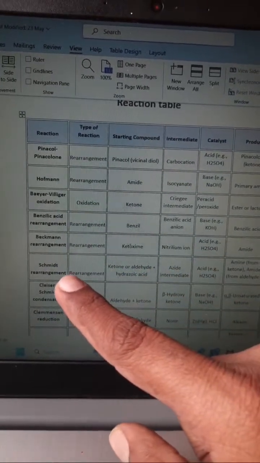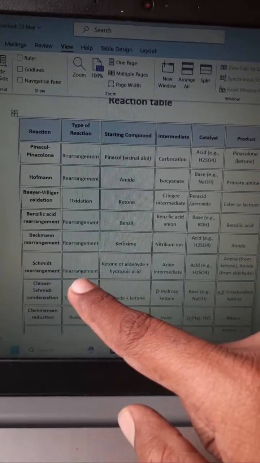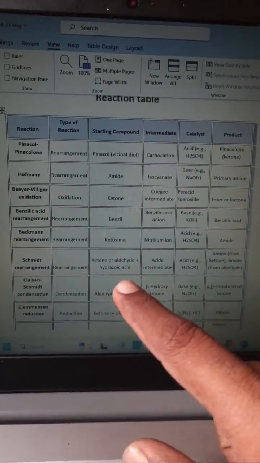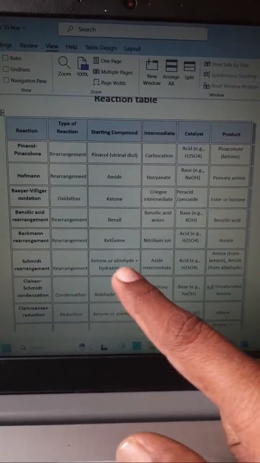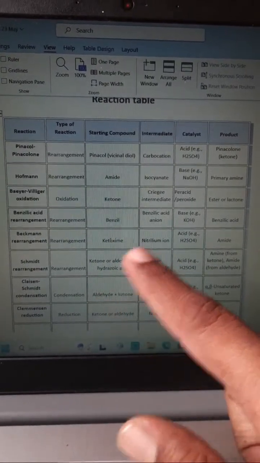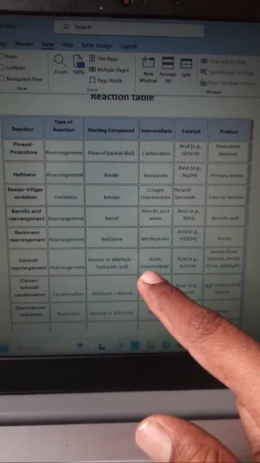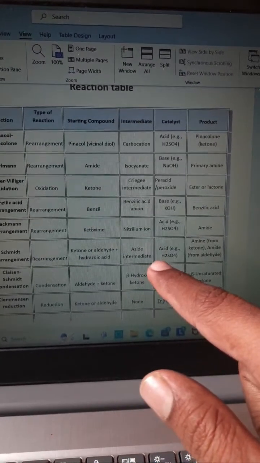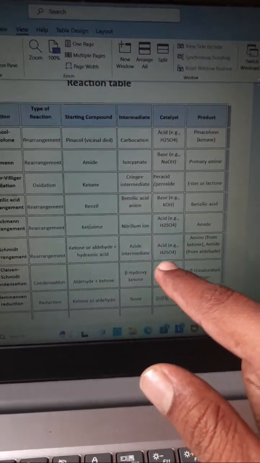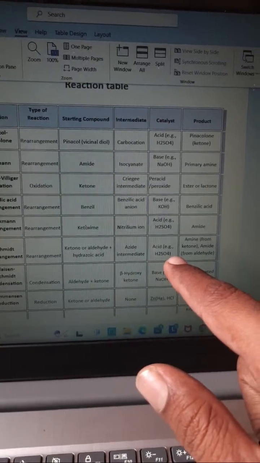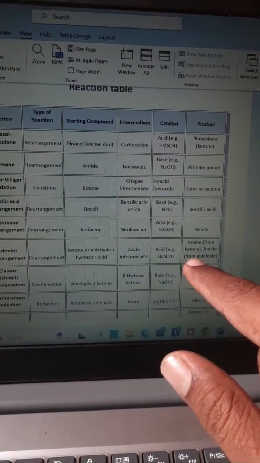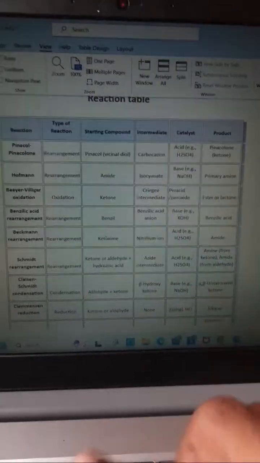Next one is Schmidt rearrangement. It's a rearrangement where we have to take starting compound ketone or aldehyde and hydrazoic acid. This is something different, this ketone or aldehyde plus hydrazoic acid. Intermediate formed is azido intermediate. The catalyst here also requires an acid catalyst like H2SO4, and the products formed are amine if we are using ketone, amide if we are using aldehyde.